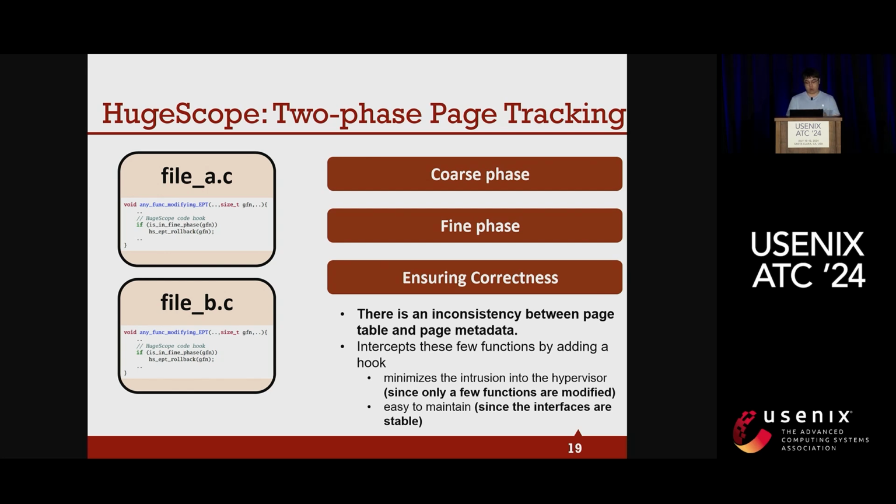So according to our insight 2, which is that the hypervisor always accesses second-level page tables through a few and stable interfaces, we just need to add some code hooks before those interfaces. We coalesce the second-level page table back before the modification and access happens.